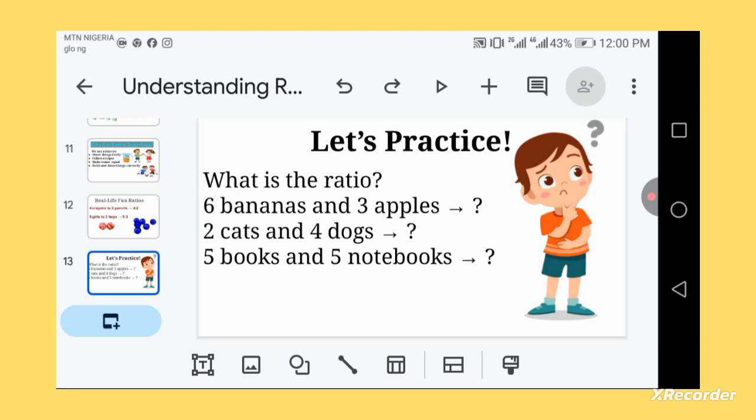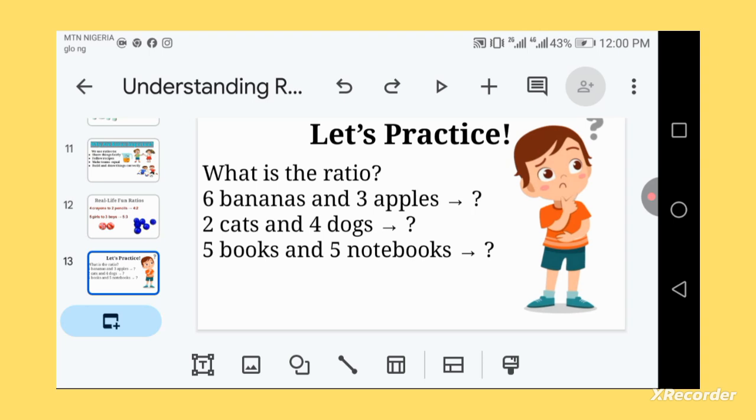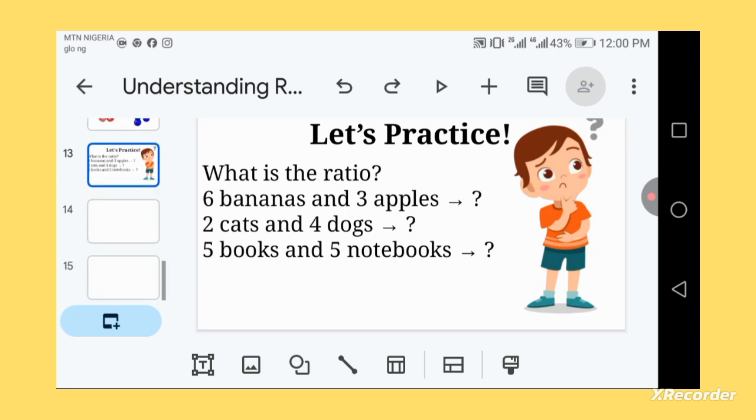Okay, let's practice. Time for a quick game. Let's say the ratios together. What is the ratio of 6 bananas and 3 apples? 6 to 3. Now, the ratio of 2 cats and 4 dogs is what? 2 to 4. The ratio of 5 books and 5 notebooks is 5 to 5.